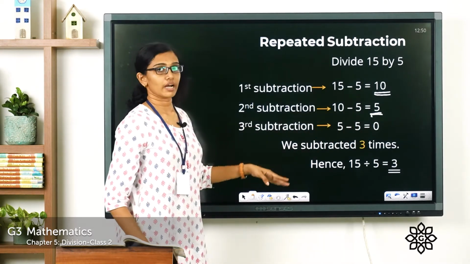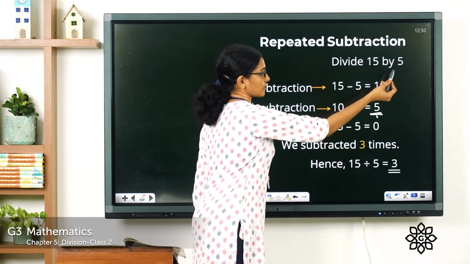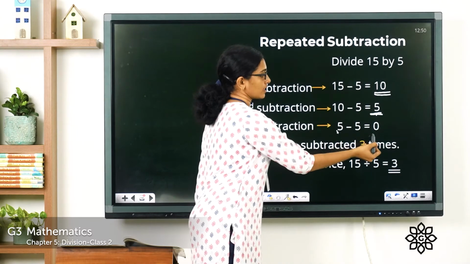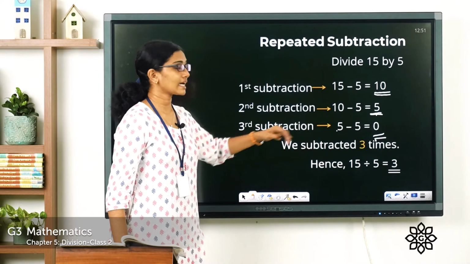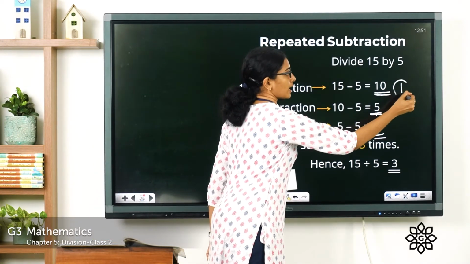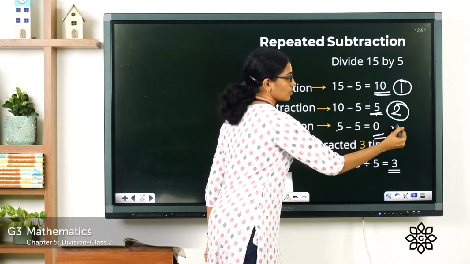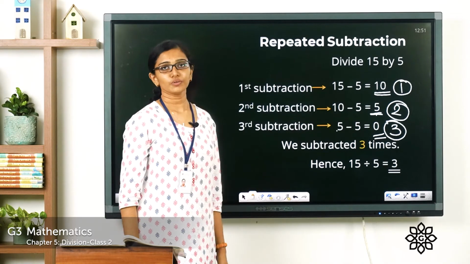So in the third subtraction, we do this 5 minus 5. This 5 is this 5, okay, the divisor. So 5 minus 5 is equal to 0. So we have reached 0. And how many times we subtracted? We subtracted 1, 2 and 3 times to get the difference equal to 0.